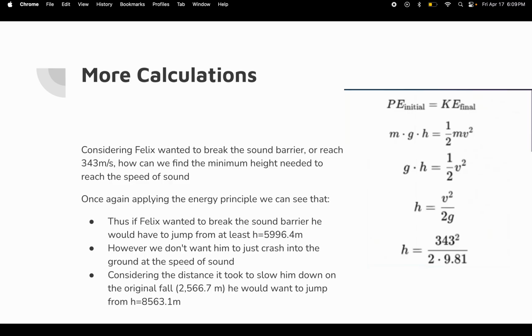So what if the goal was simply to reach the speed of sound, which is 343 meters per second? Solving for h, we find he would only need a jump height of 5,996.4 meters. However, to allow enough room for a safe parachute deployment, using the 2,566 meter buffer from his real jump, he would actually need to jump from at least 8,563.1 meters.